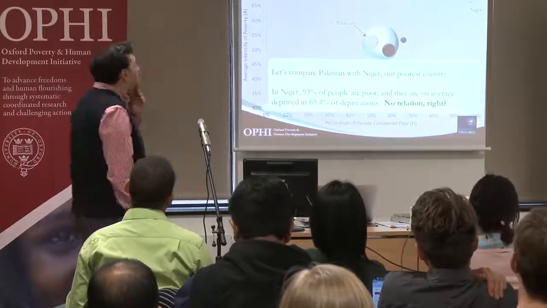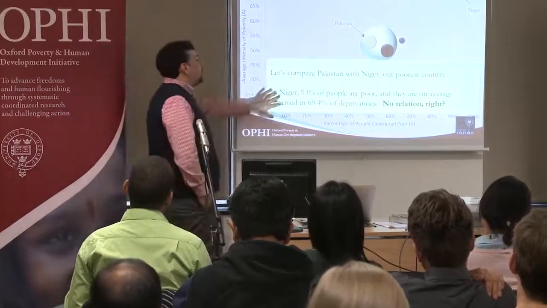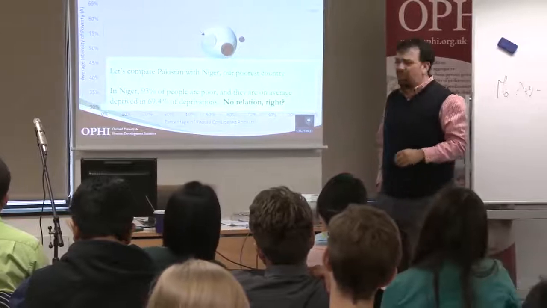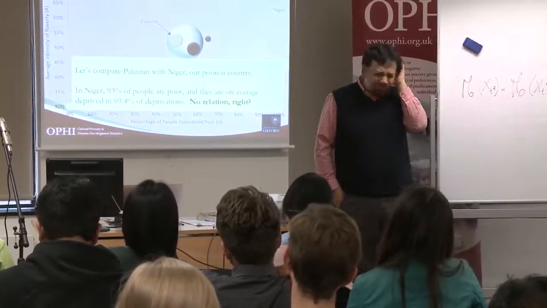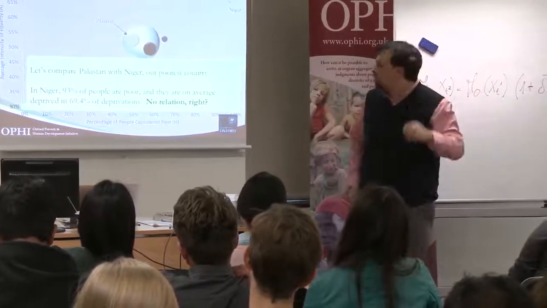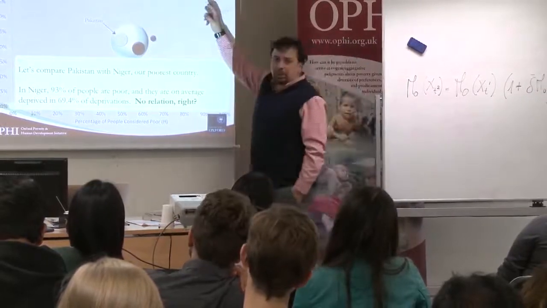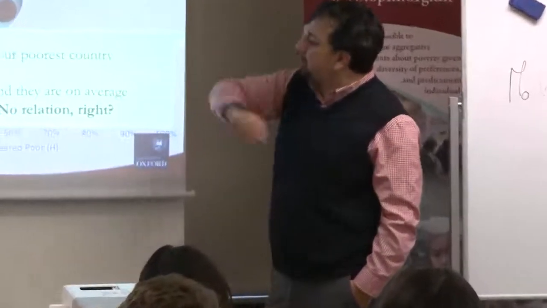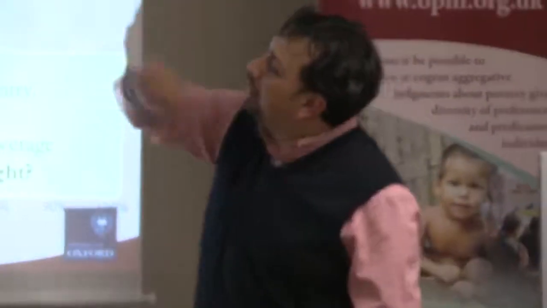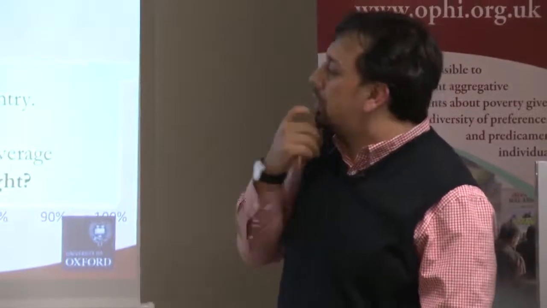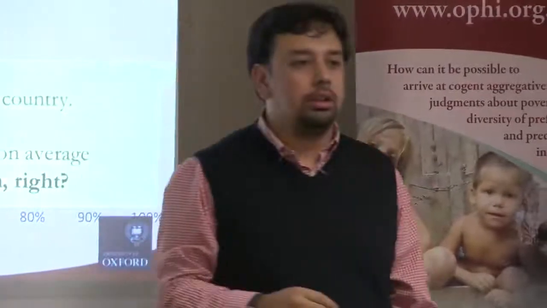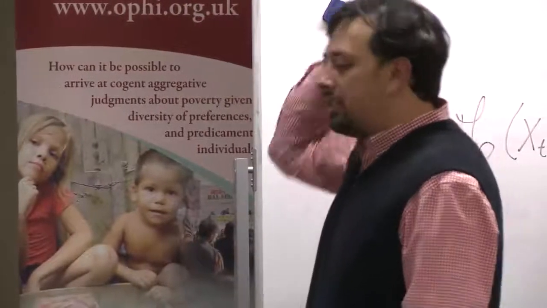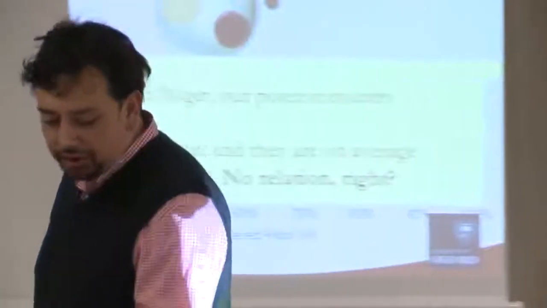For instance, let's compare Pakistan with Niger. Relationship, not so much. We found the poorest country in our data set with 93% of the population in poverty and an average level of deprivation of 69.4. And how can we compare that? And someone found the relationship.